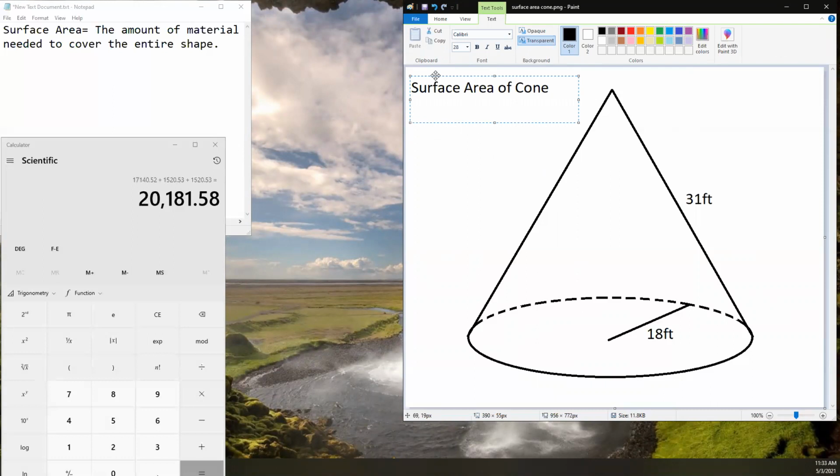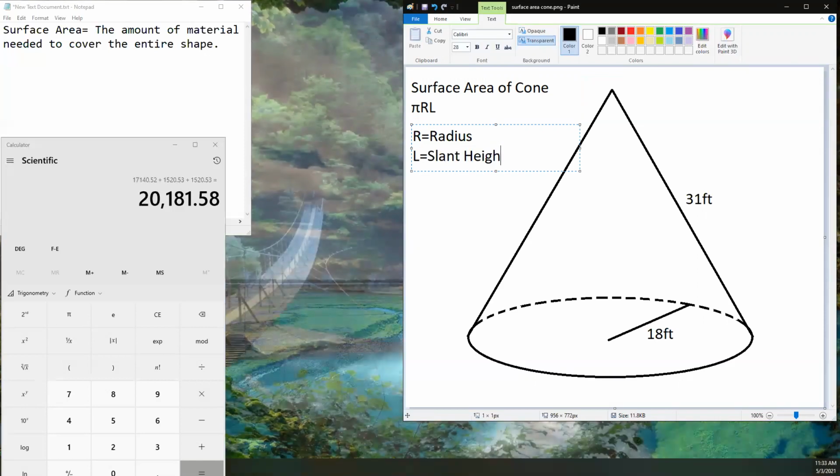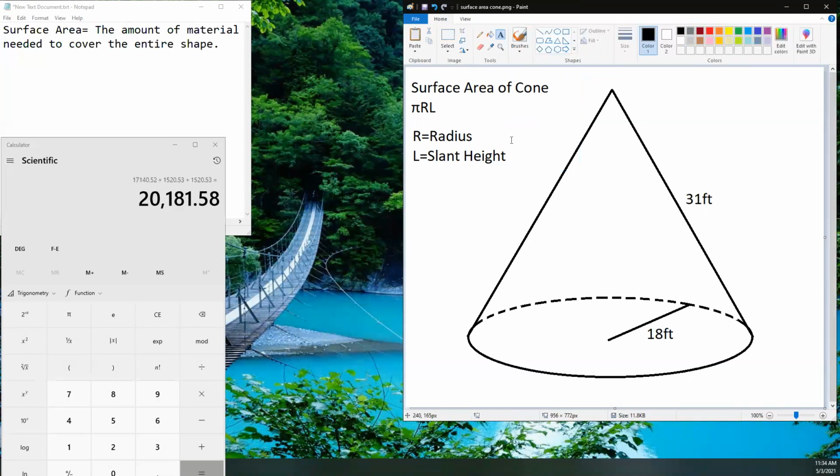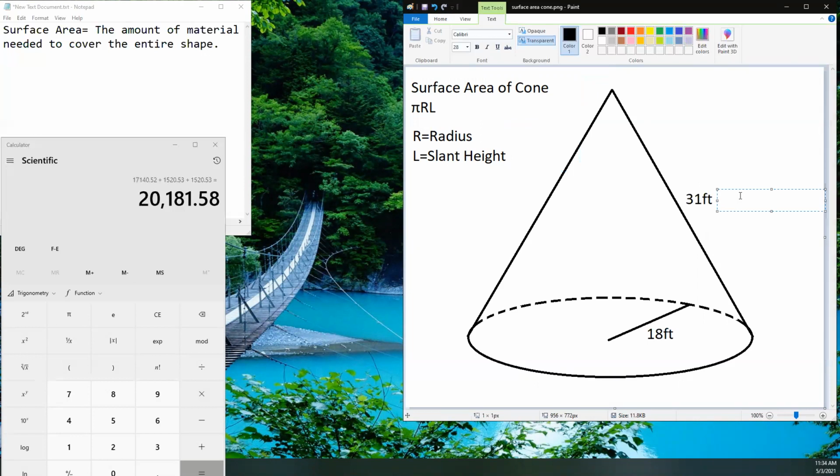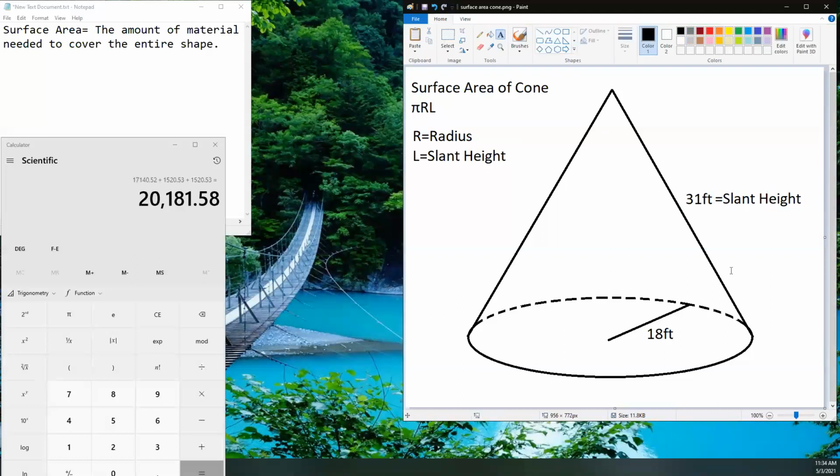It's not difficult. It is going to be pi times r times L. You know, r, of course, is radius. L is the slant height. What they mean by that is the distance from the point to the edge of the circle. Not the height of the cone, not how tall the cone is, but the distance from the point to the edge of the circle.